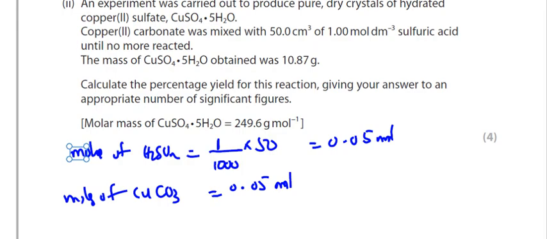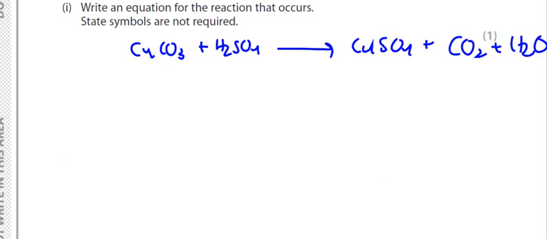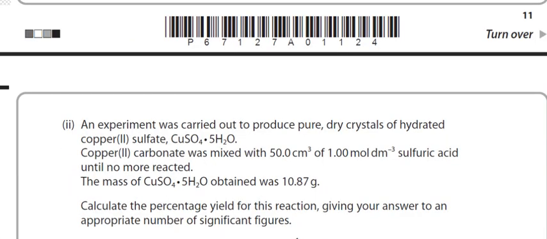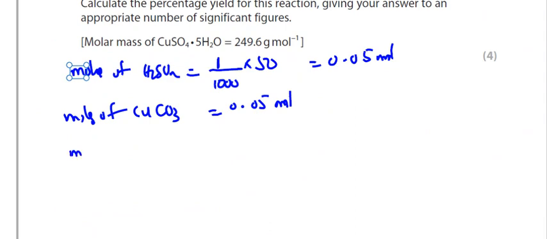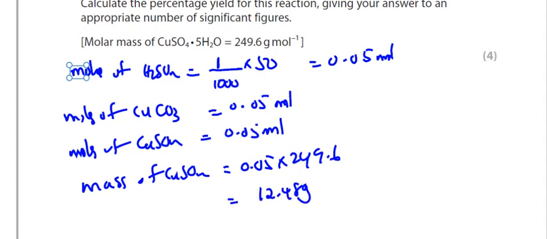And the moles of copper sulfate pentahydrate, look at that, that's also 1:1. So moles of copper sulfate also will be the same, 0.05 moles. So can you find the mass of copper sulfate then? Moles times molar mass, right? So 249.6 times 0.05 is 12.48 grams.